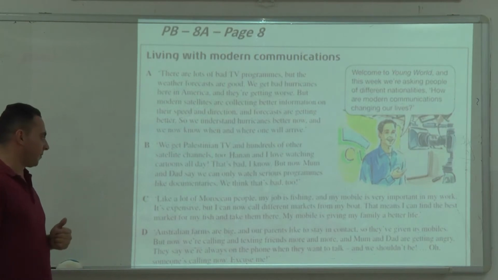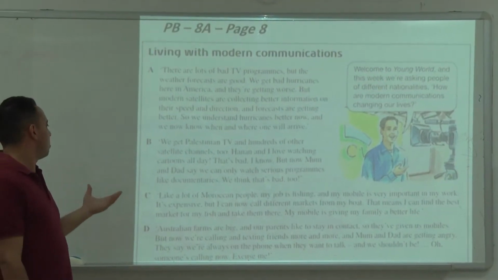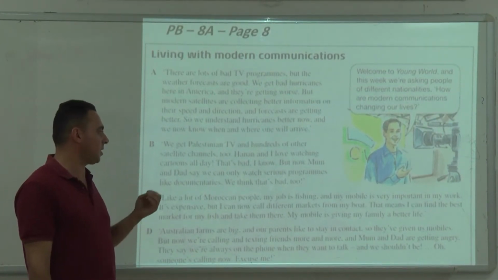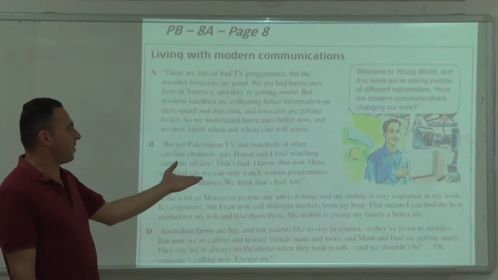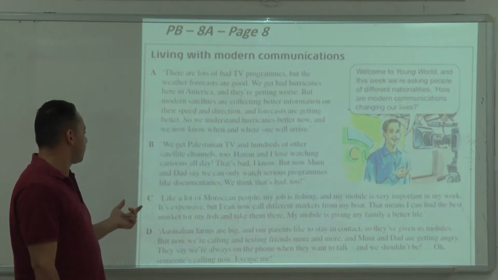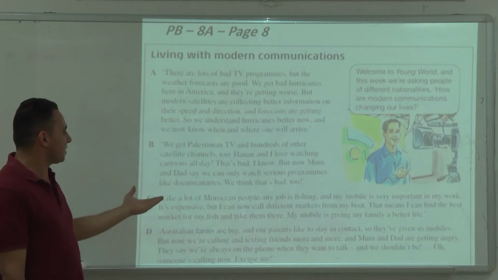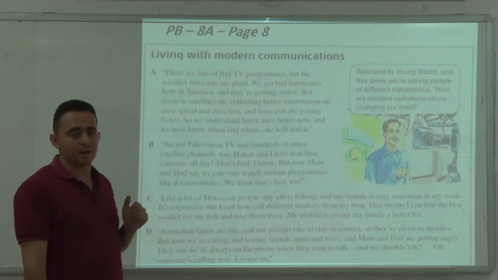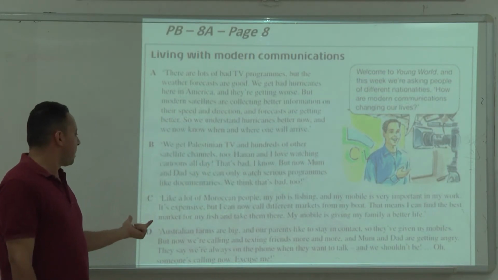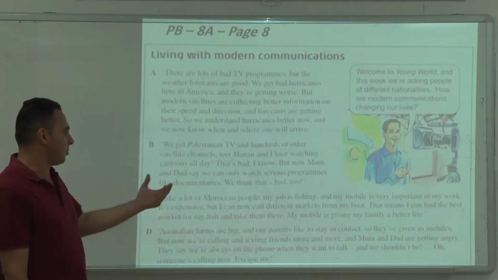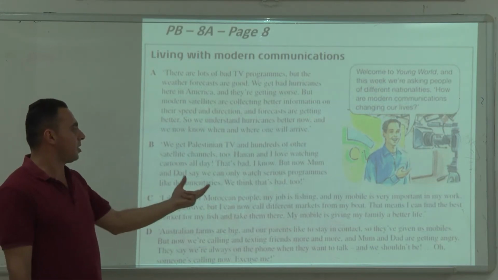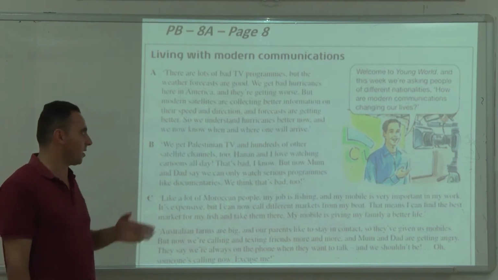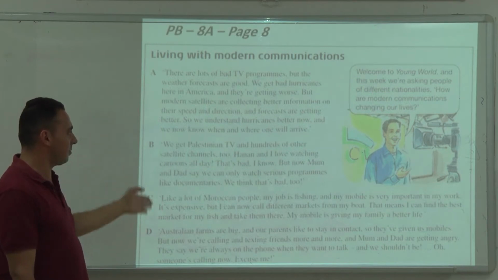The last paragraph, let's read. Australian farms are big, and our parents like to stay in contact, so they've given us mobiles. But now we're calling and texting friends more and more, and mom and dad are getting angry. They say we're always on the mobile when they want to talk, and we shouldn't be. Oh, someone is calling now, excuse me. Okay, we have read the whole passage.